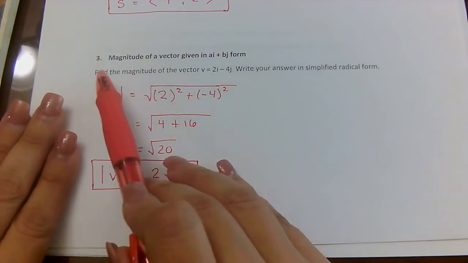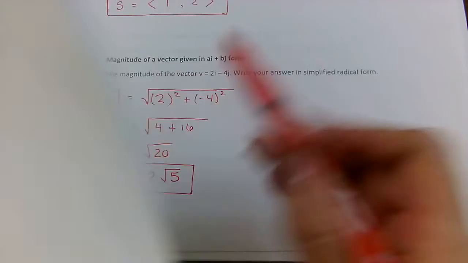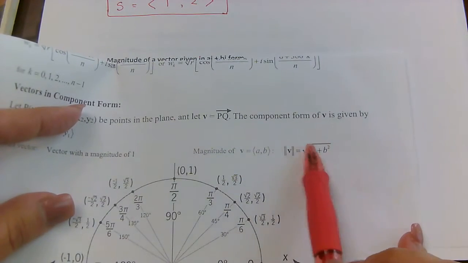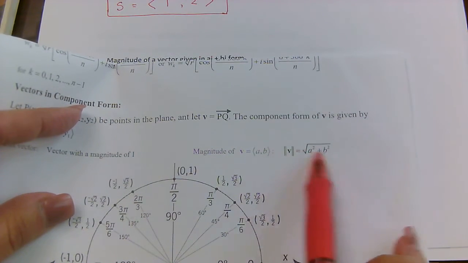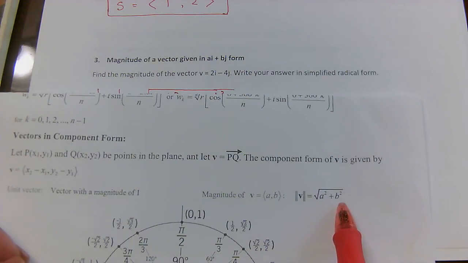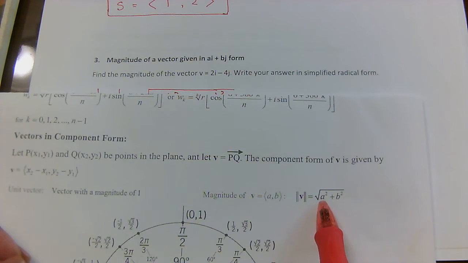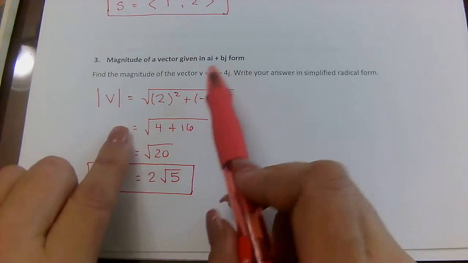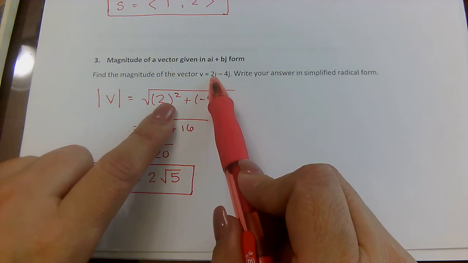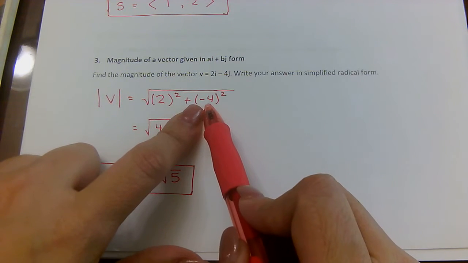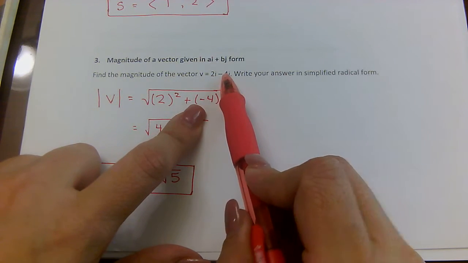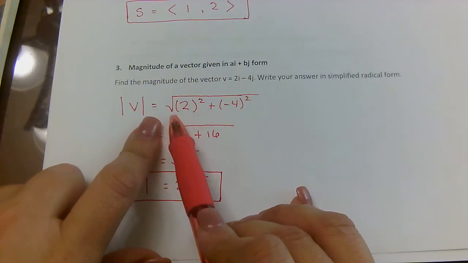Number 3, now we're looking for the magnitude. The magnitude is also here. This is our a and this is our b. It's basically Pythagorean's identity. So we're going to use this one for the first term and this is for the second term. Okay, so our 2 is going to be our first term. The negative 4 will be our second term. This is a and this is b. So now we're going to just apply it into the formula.